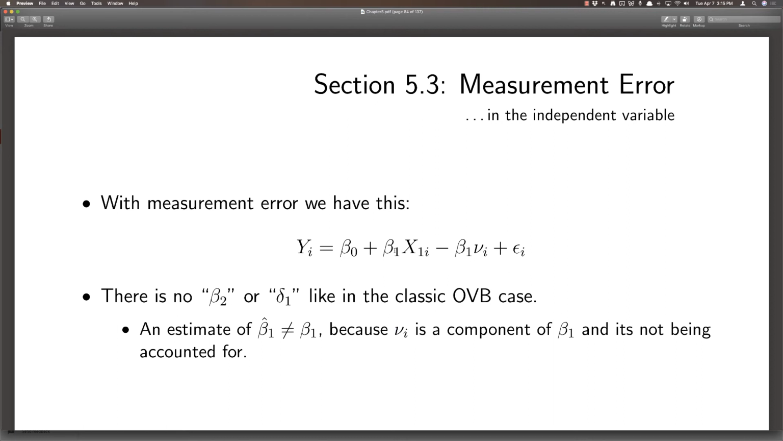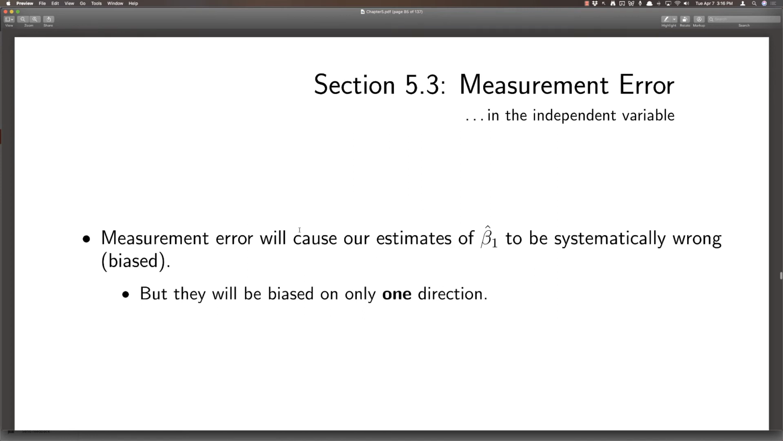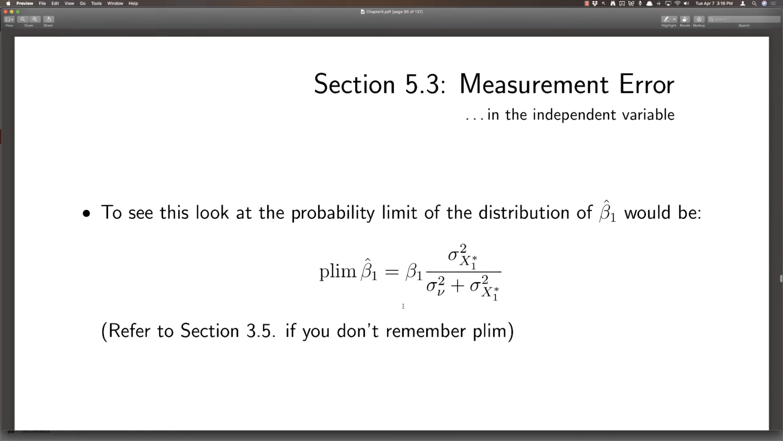Notice beta 1 here, the estimate is going to be estimating both the effect of x1, the thing we can measure, and the measurement error. Measurement error will cause our estimates of beta 1 hat to be systematically wrong, but they are biased not in either positively or negatively, they are biased in one particular direction. And to see that, let's look at this PLIM, the probability limit of the distribution of beta 1 hat.